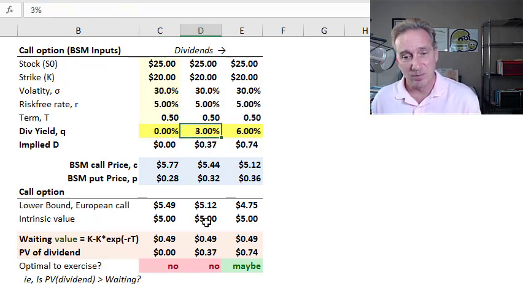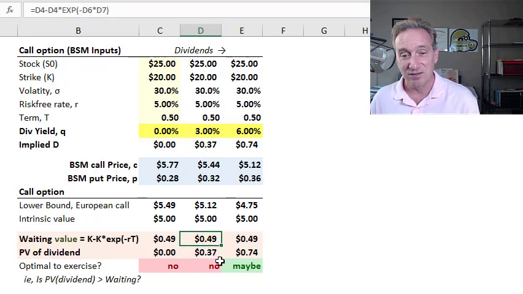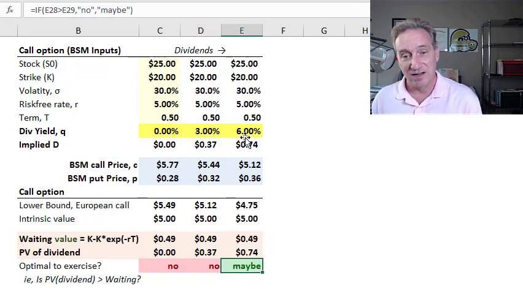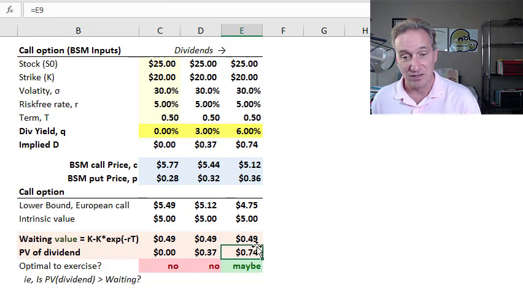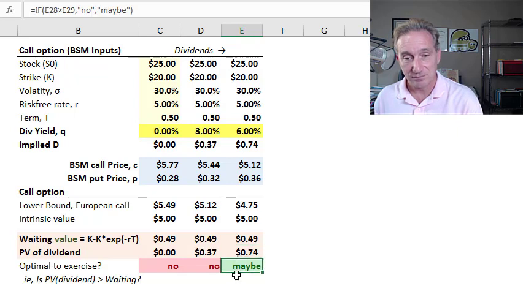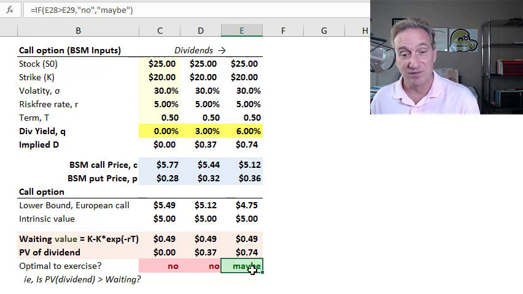Then I introduced a 3% dividend, so now early exercise would get me a present value of the dividend of 37 cents, but it's still not greater than the value of waiting, and so it would not be optimal. If I raise the dividend high enough to 6%, the present value of my dividend quite a bit exceeds the value of me waiting, and at this point it becomes likely, maybe or likely, optimal to exercise.